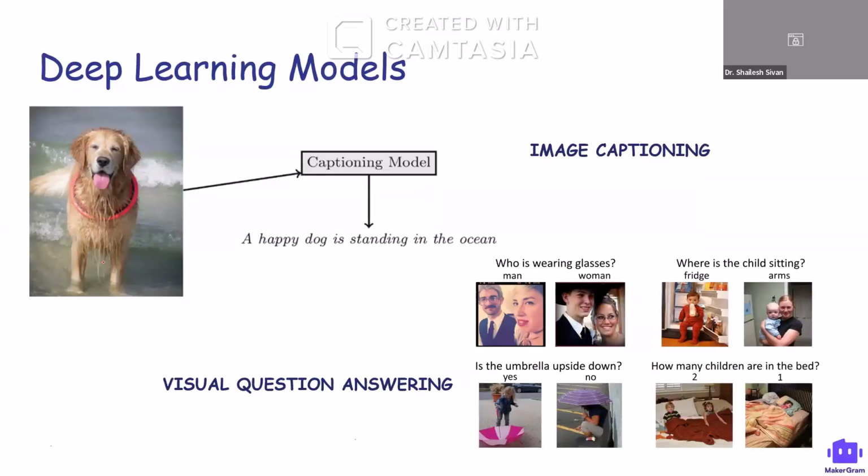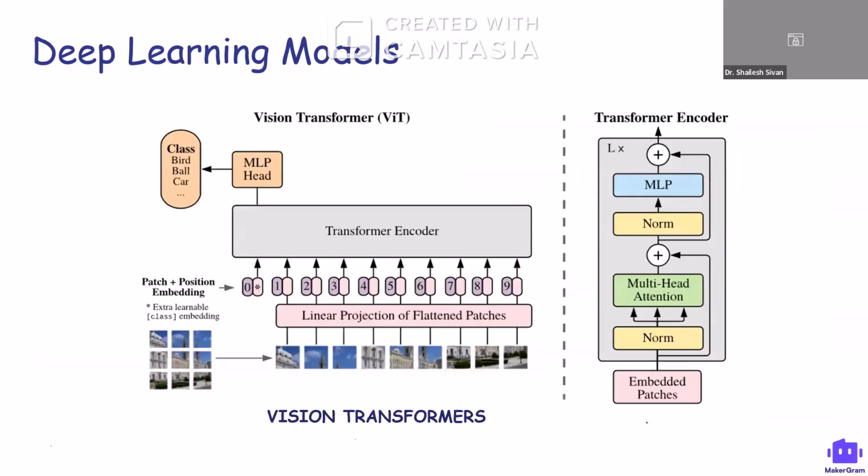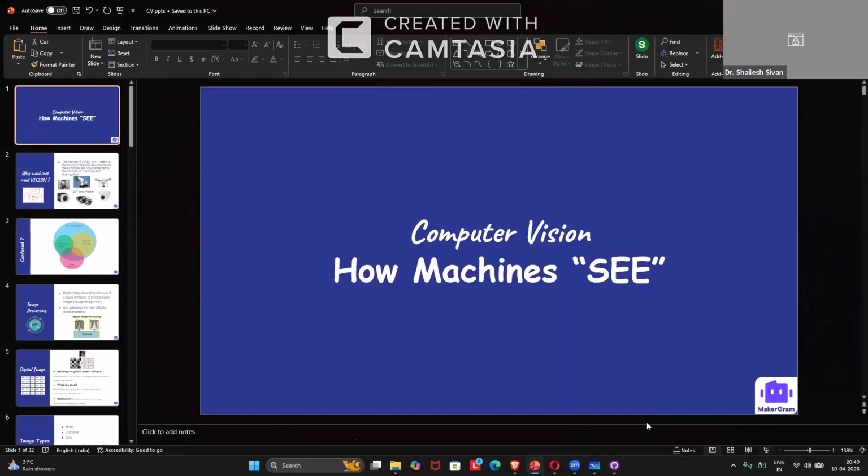Then using computer vision, you can create a caption for a particular image. We can ask questions related to a particular image. We can convert black and white images to color, a drawing to a colored one, a foggy image to a clear one. A lot of things can be done with computer vision.